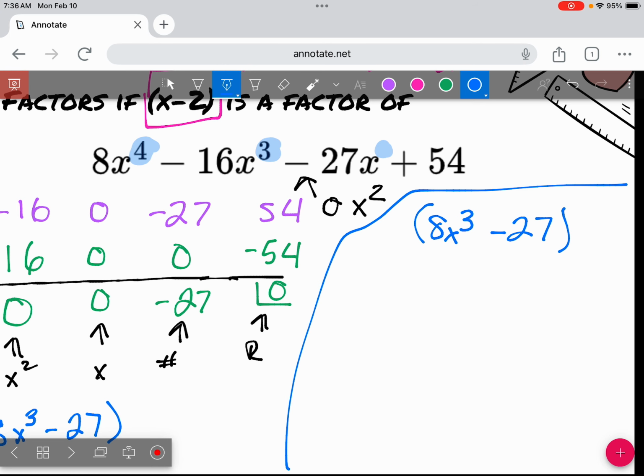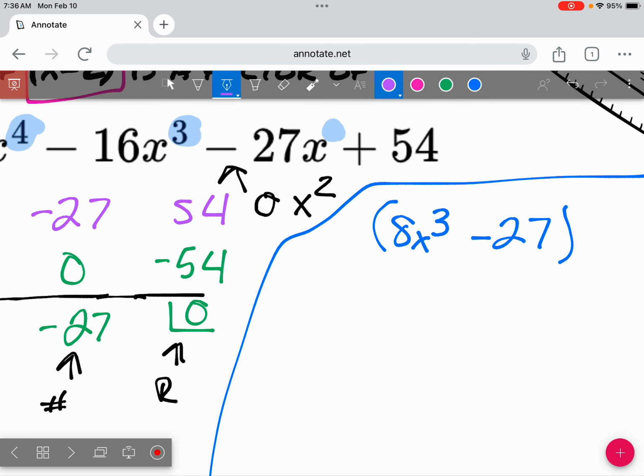So we are going to look at these things and figure out what cube gives me 8x cubed. What cube does give me 8x cubed? 2x times 2x times 2x gives me 8x cubed. That would mean the same thing. What cubed gives me 27?